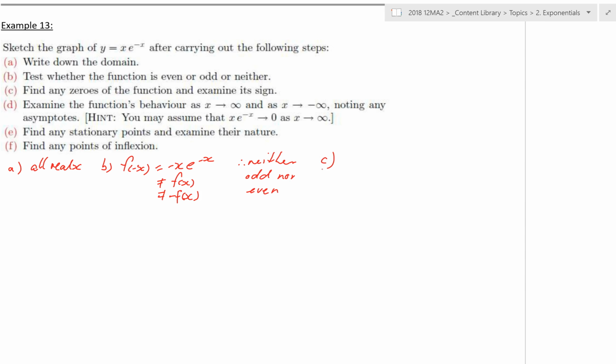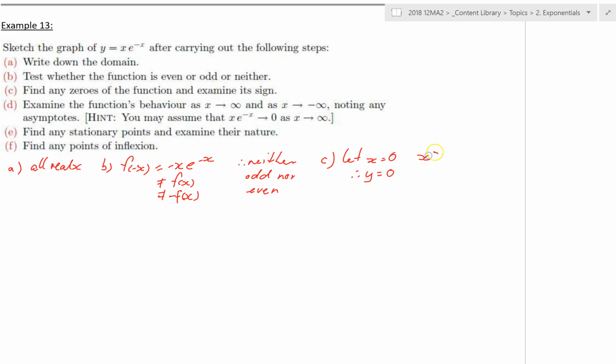C, find any zeros of the function and examine its sign. Well, if I substitute x equals 0, I very rapidly find that y equals 0. If I say y equals 0, I can pretty easily say that is only going to happen when x equals 0. There's just that one intercept there. It passes through the origin. But I do want to know a little bit more about it.